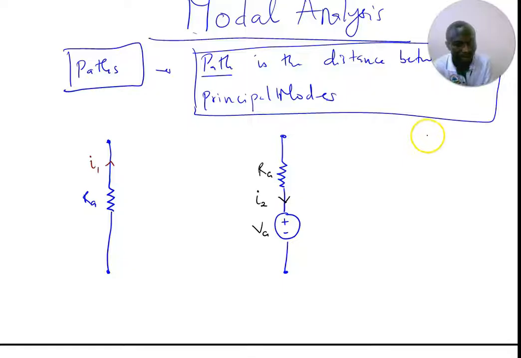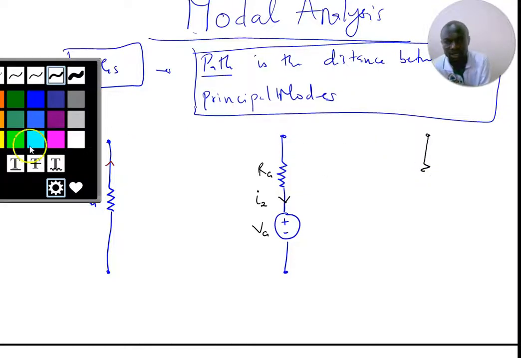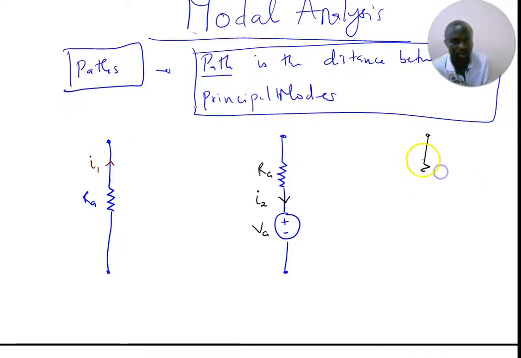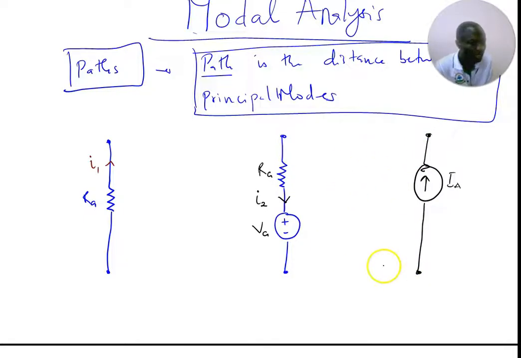I can also get a path with only a current source, with a current value. Let me call this IA. That's all. So I can get a path like this in a circuit. You get it?